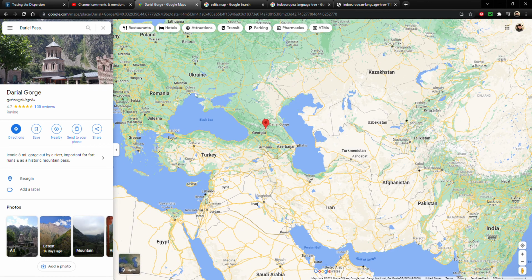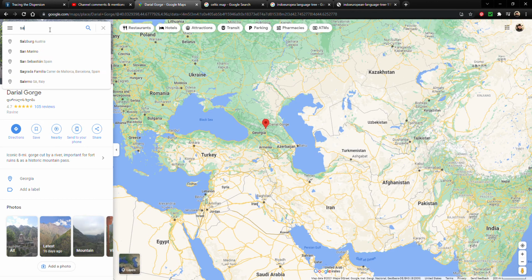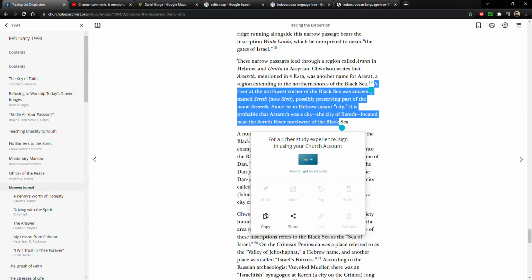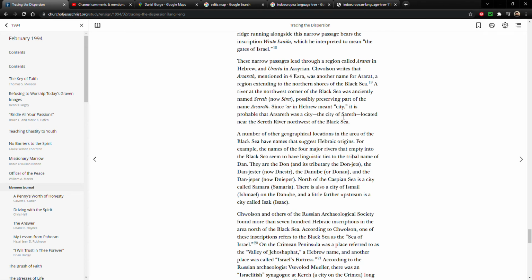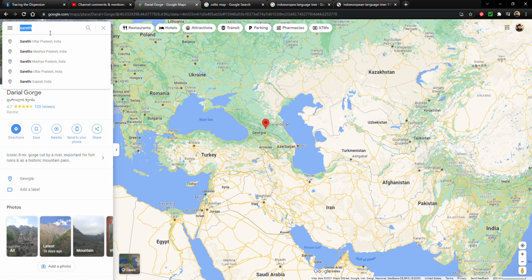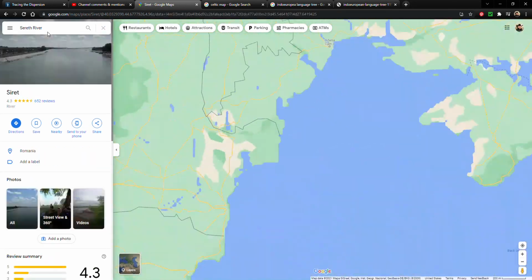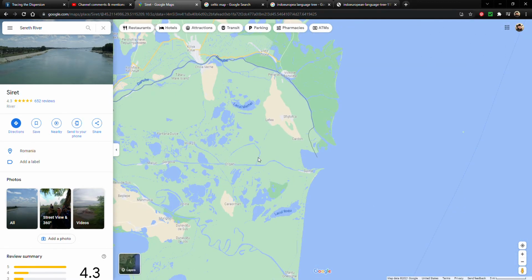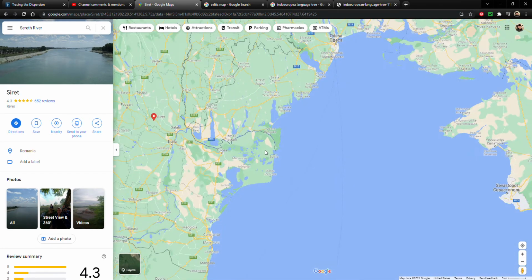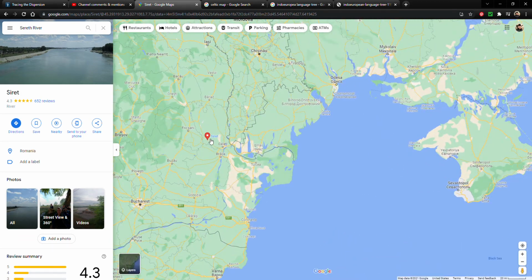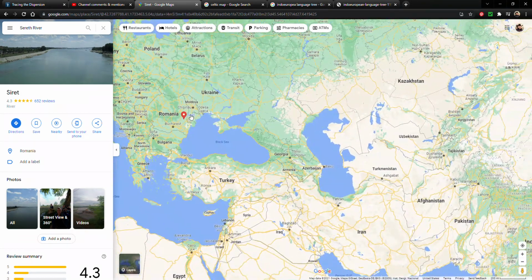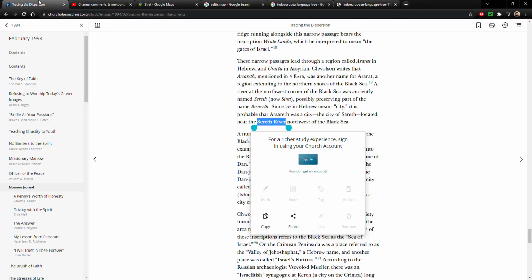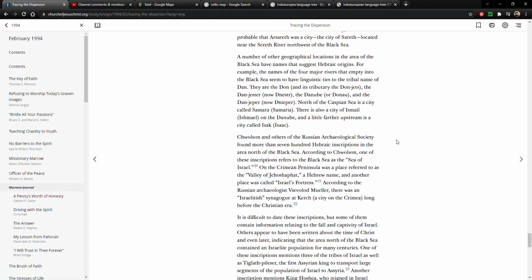Let's see if we can find that. Sareth. Let's look for Sareth River. Is that Sareth? Where's Sareth? Okay, well, whatever. Probably right here in this area. It doesn't matter.